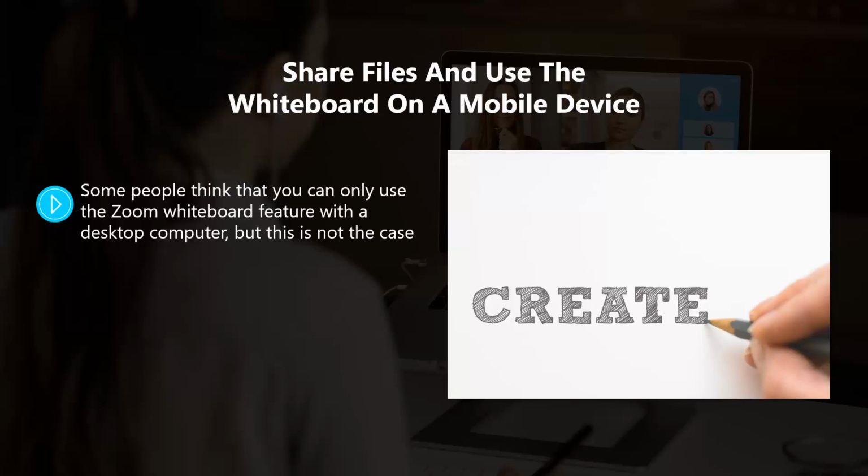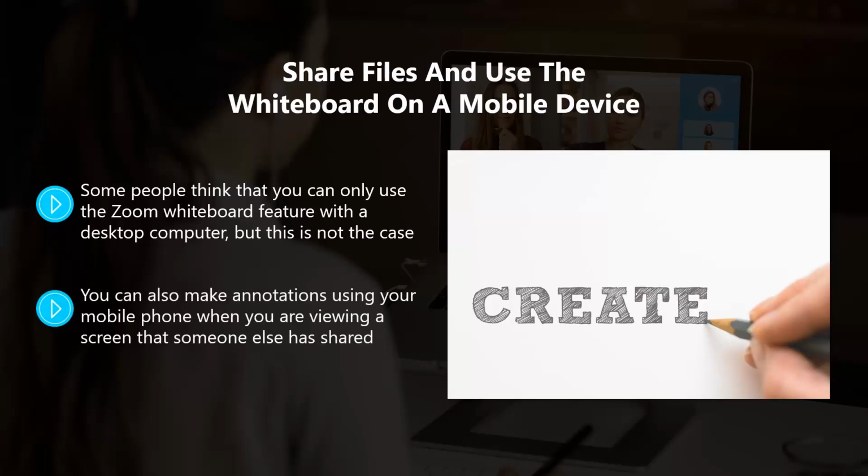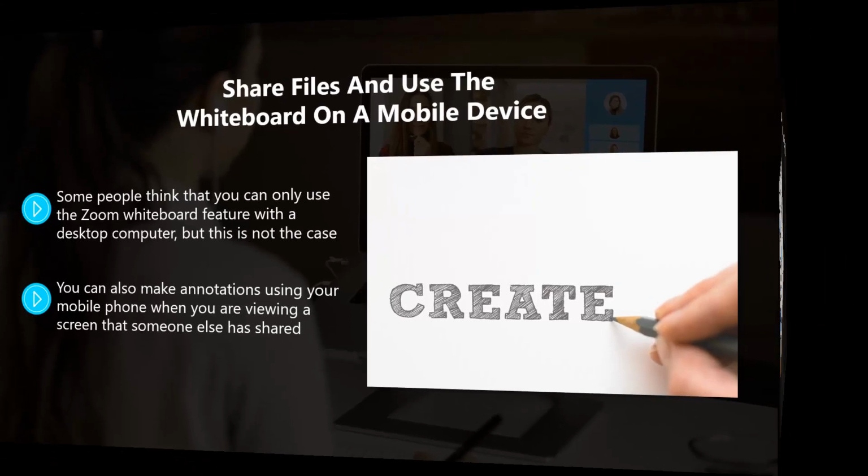All you need to do is use your finger on the screen to make your comments, etc. You can also make annotations using your mobile phone when you are viewing a screen that someone else has shared. At the top of the Zoom window, select the View options and then select Annotate. You will then see a toolbar that will provide your options for annotation. These include text, arrows, draw, and more.